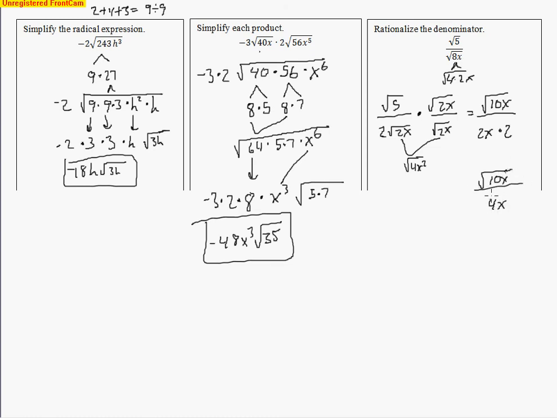Now don't get in the trap of trying to reduce this. You cannot reduce that because the 10x is not really 10x. It's the square root of 10x, and you'd have to take that before you did the division. So that's our answer. Those are the types of problems that you're going to see on this week's test.